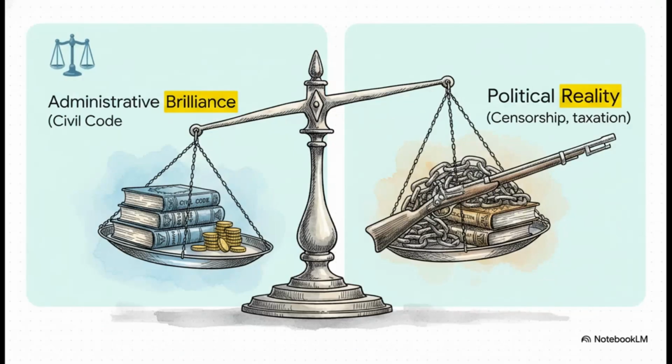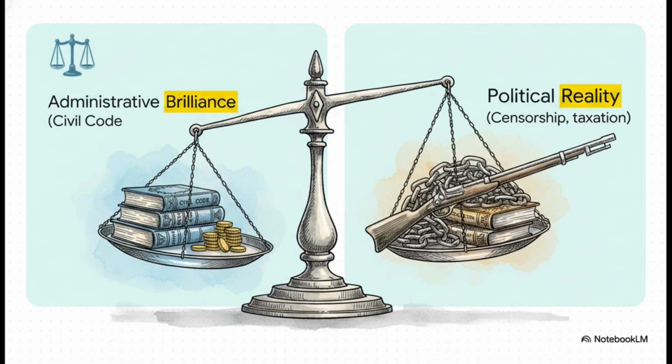To really understand why the European public was so outraged, we have to weigh Napoleon's conquests. On one side of the scale, you have this undeniable administrative brilliance: the 1804 Civil Code, standardized laws, common currency. But on the other side, a really brutal political reality. The local populations quickly realized that all this administrative efficiency didn't go hand in hand with actual political freedom.